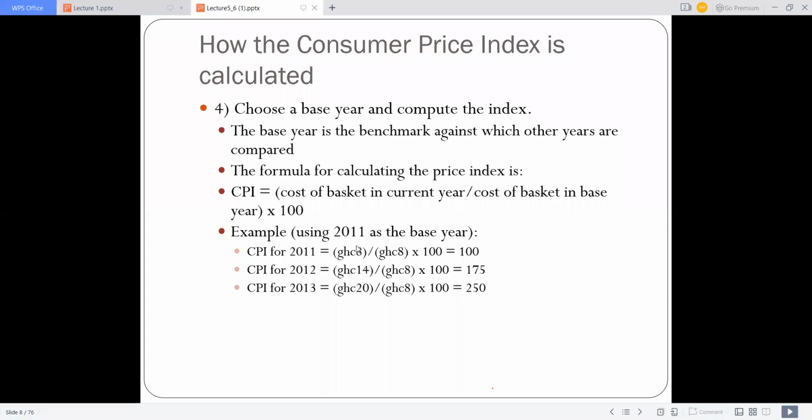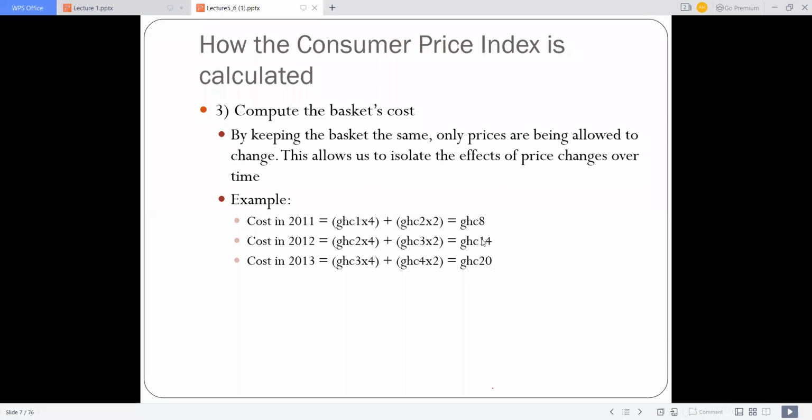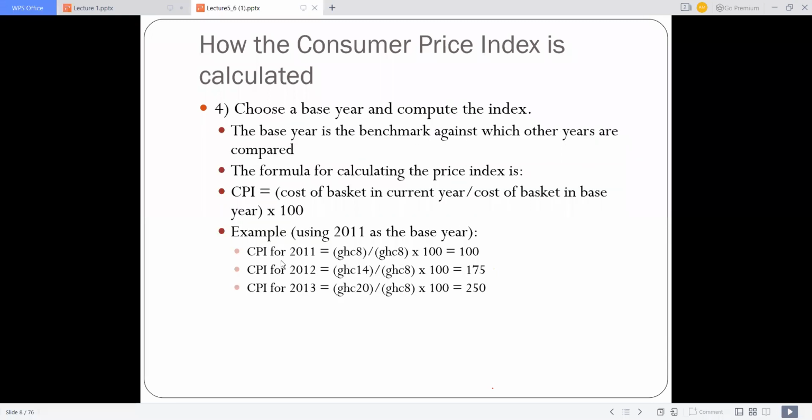Why? Because when we completed the basket for 2011, we had 8 Ghana cedis. And now we've chosen the same 8 Ghana cedis as our base year because we chose 2011, right? So our base year price will be 8 Ghana cedis. So 8 over 8 times 100. From there, we can get our value. So this is the CPI for 2011. Some of you work up to this level and you think you are done. No, you're not done.